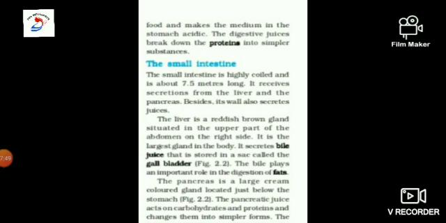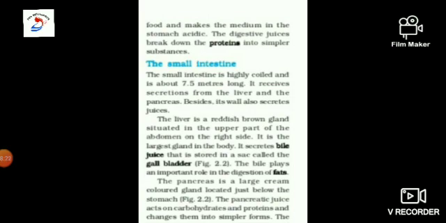Next, let us see about the liver. The liver is a reddish brown gland situated in the upper part of the abdomen on the right side. It is the largest gland in the body. Liver, as I already said in the previous slides, secretes bile juice. The bile juice is stored in the gallbladder. The bile plays an important role in the digestion of fats.